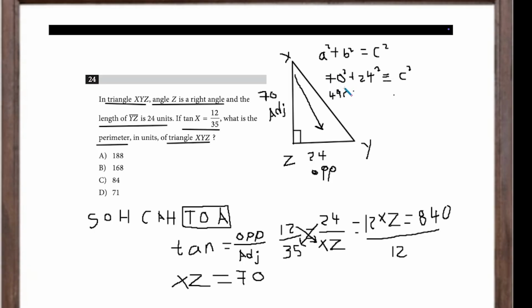So now 70 squared is 4,900 plus 24 squared, which is 576, is equal to C squared. So we simplify the left side of our equation. We get 5,476 is equal to C squared. Simplify this two-step equation by square rooting both sides to get rid of our square on the right side. So C is equal to 74.